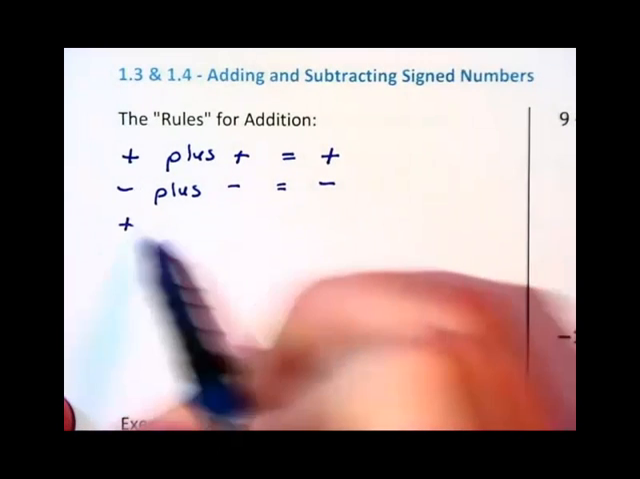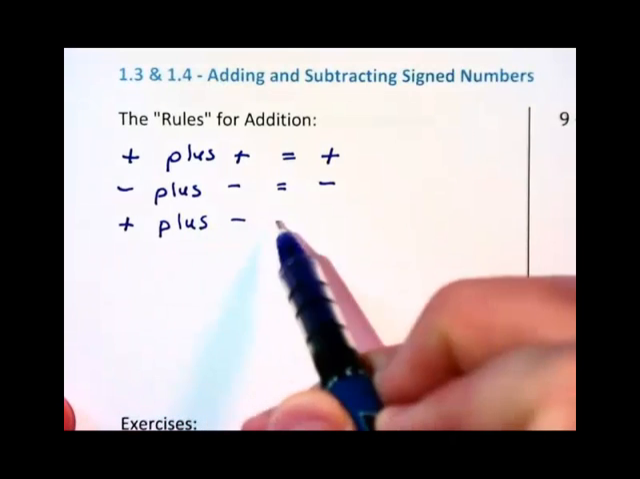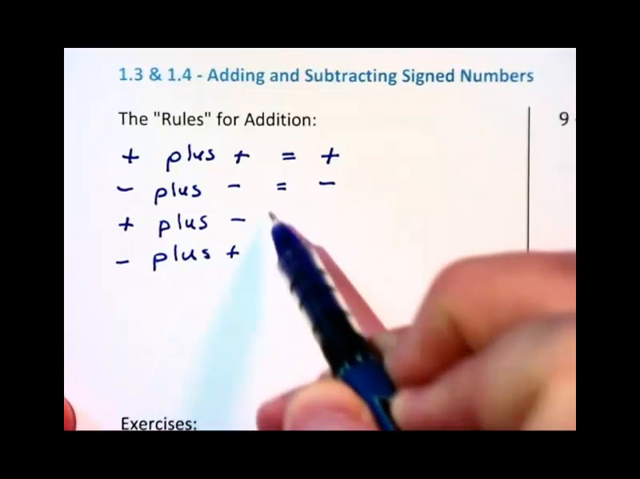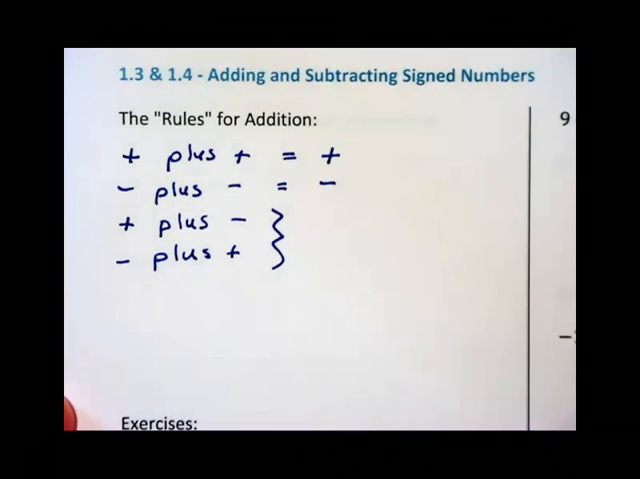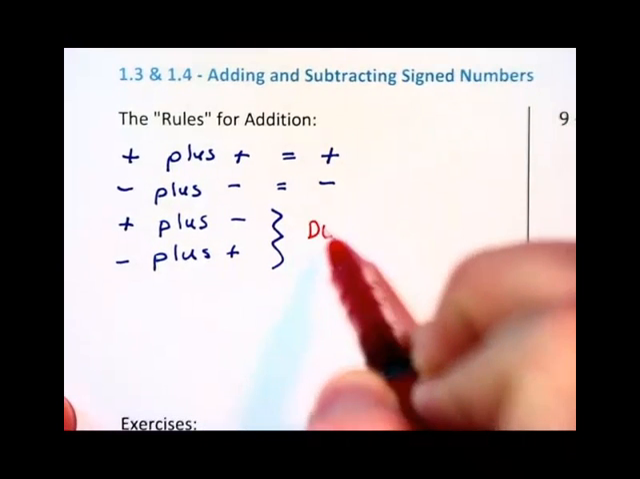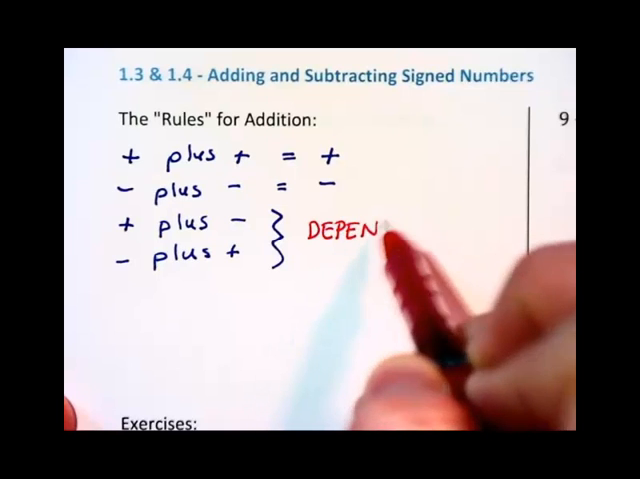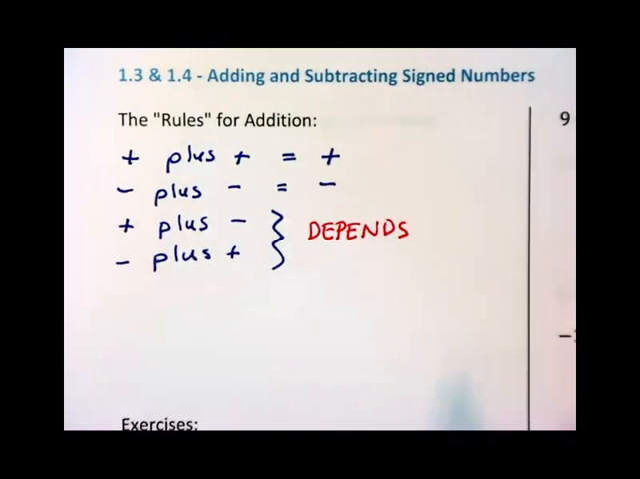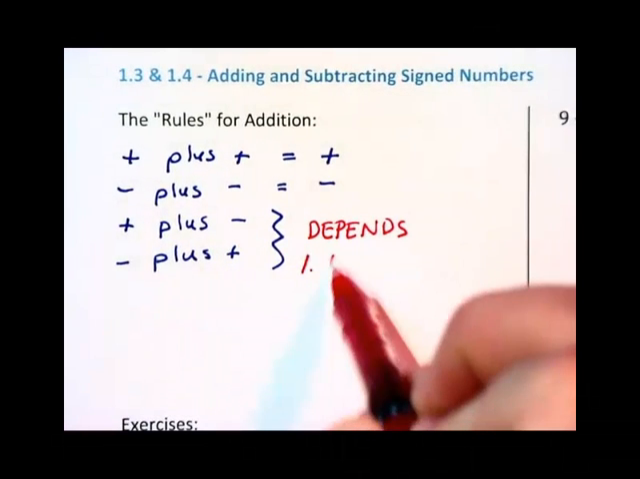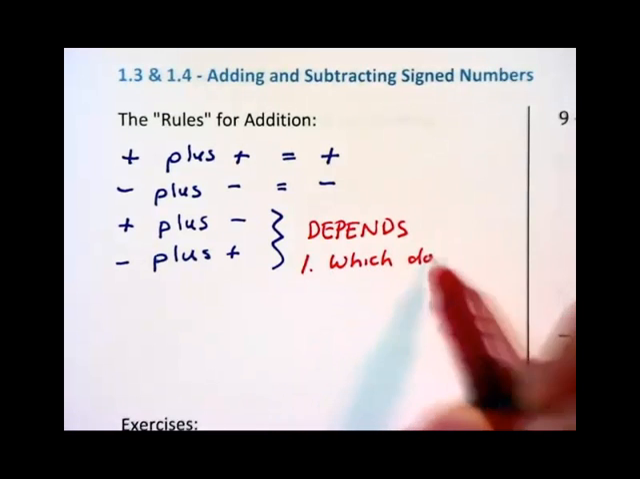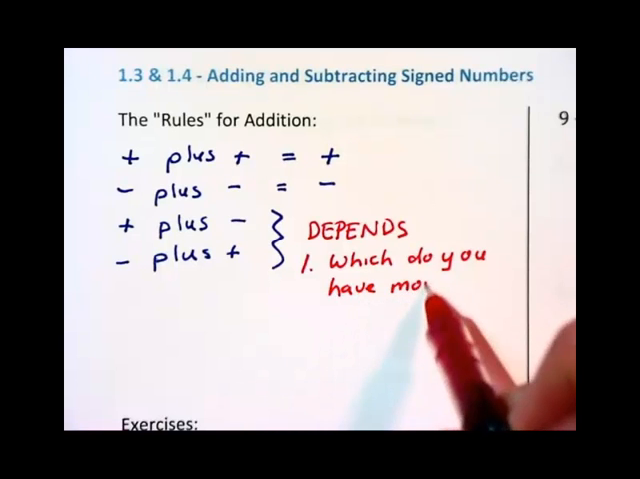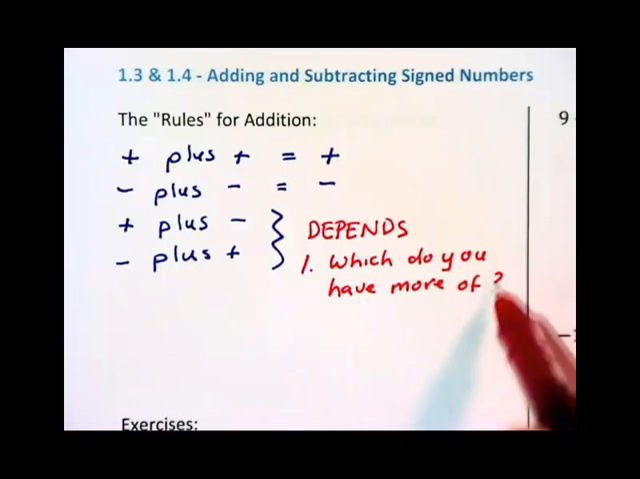If you have a positive plus a negative, or a negative plus a positive, I can't tell you directly what your answer is without knowing what the numbers are. So I'm going to say the answer depends. Now that's kind of a weird thing for me to say. First question you want to ask is, which do you have more of? Do you have more positiveness or do you have more negativeness?